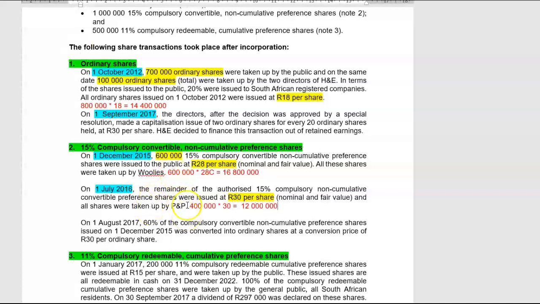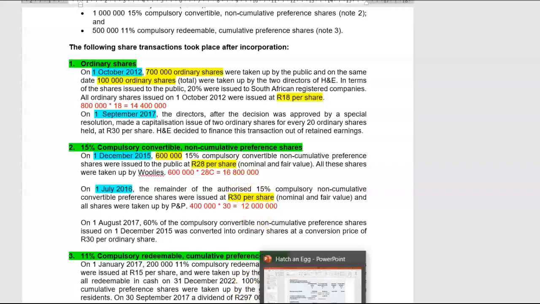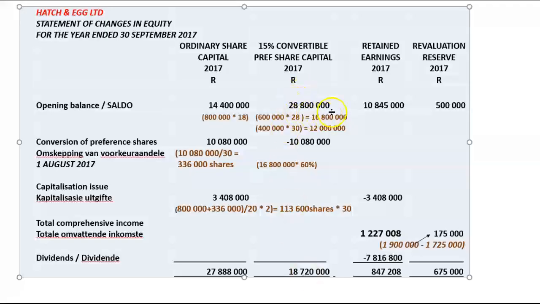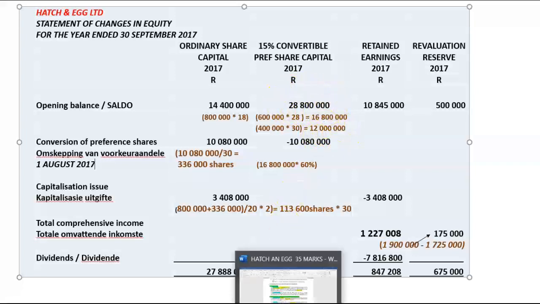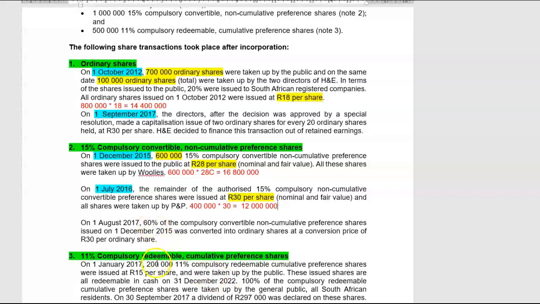Guys, if you did not do these two together and you did not treat it as an opening balance altogether, you would have lost a lot of marks, at least 50% of your marks. So your opening balance as at the 1st of October was the 16.8 million plus the 12 million, which in total gave you 28.8 million.